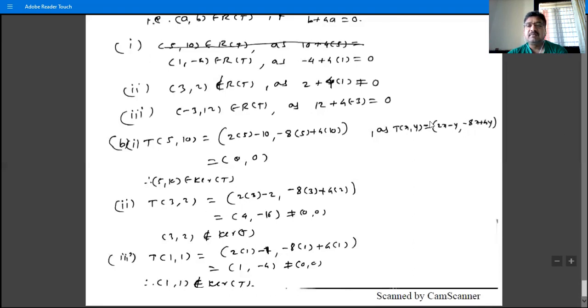T(3, 2): by using this formula, substitute x as 3 and y as 2, we have the answer (4, −16).